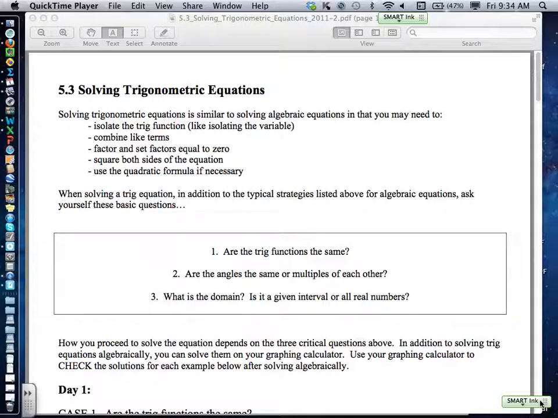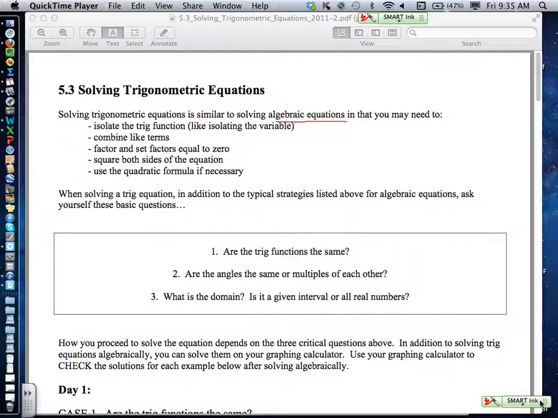I'll post it online. So what we're moving from now is we're moving away from the identities where we have an equation where the left side equals the right side and it's true for any value of x. Now we're moving back towards solving equations where there's 1 or 2 or 3 or maybe 4 answers that make the equation true. So we're solving for x that way. And when we do that, we're going to solve trig equations using the same kinds of strategies that you used back in Algebra 2 when you were solving algebraic equations.